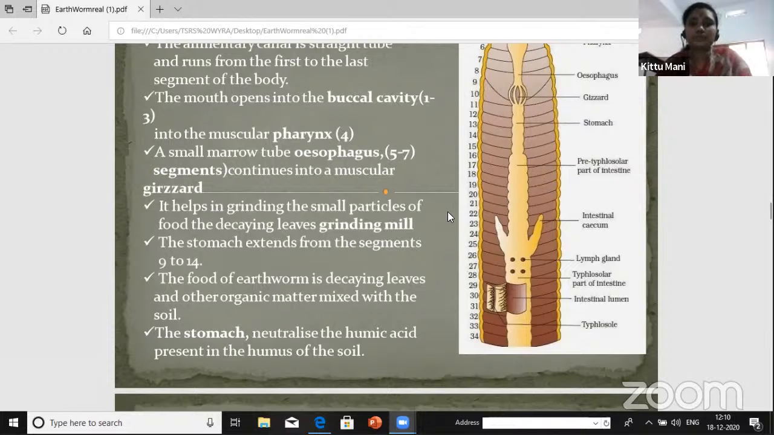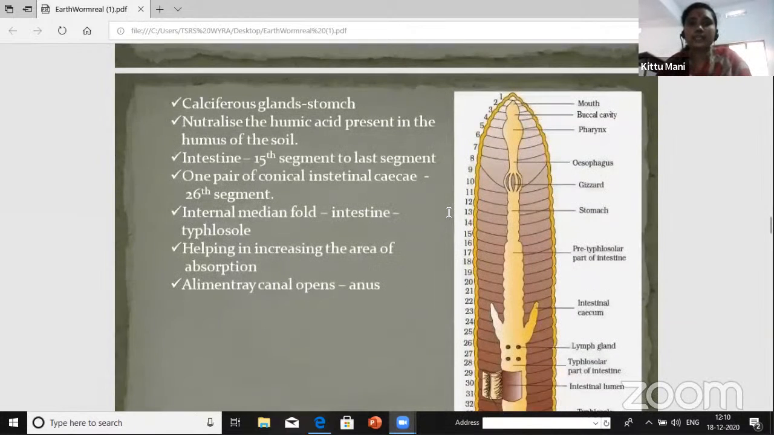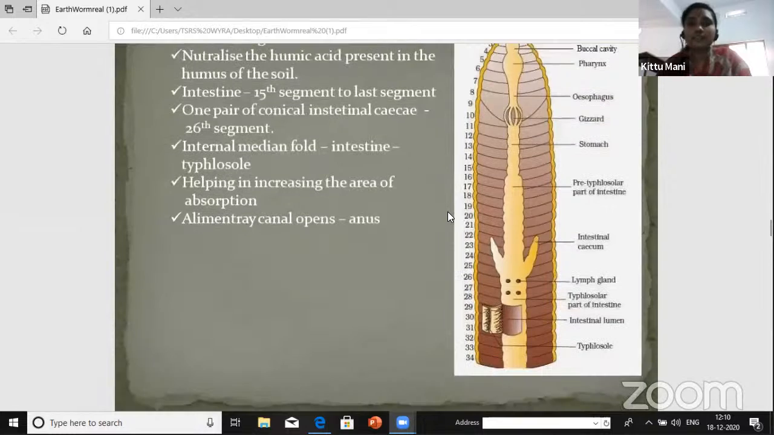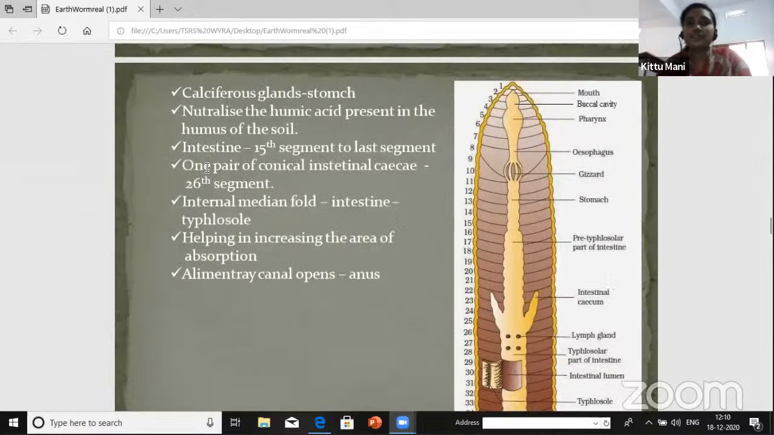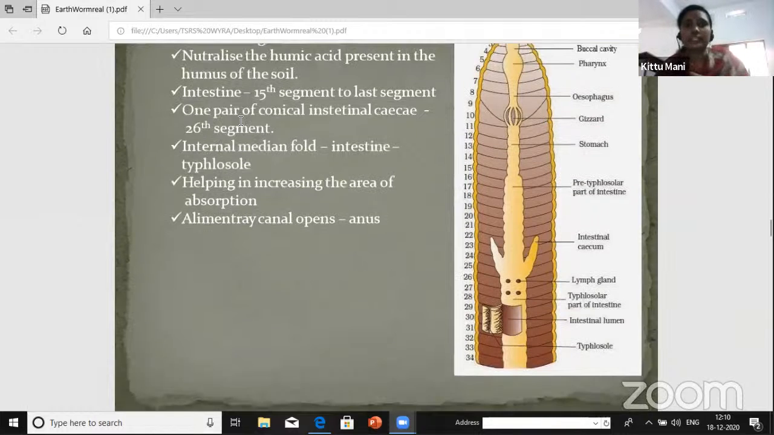Okay, the next, here in the stomach we will observe the calciferous glands. They neutralize the humic acid present in the humus of the soil. The glands present in the stomach neutralize the acidic condition in the earthworm. Next, we will enter into the intestine.